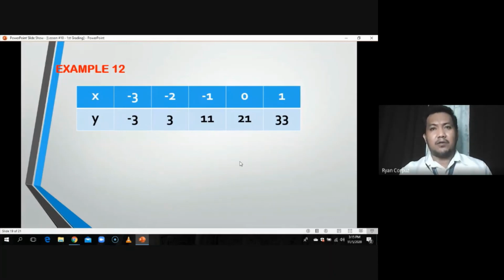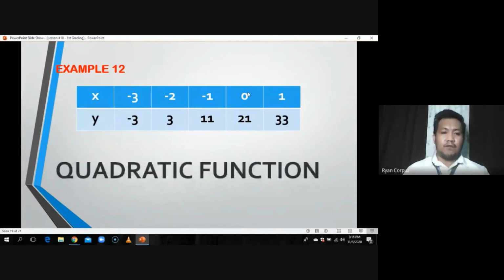So 12 minus 10 is 2. 10 minus 8 is 2. 8 minus 6 is also 2. So tama yun, second difference niya are the same. Then looking at the x values, kung alam mo sunod-sunod yon, alam mo that the first difference of it are the same. Kasi sunod-sunod yon, so obviously, automatically, their first difference are the same. So the second difference are the same. The first difference of x values are also the same. Then example number 12 is showing quadratic function.